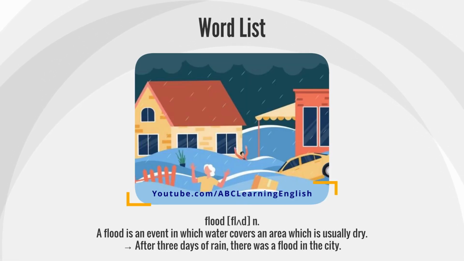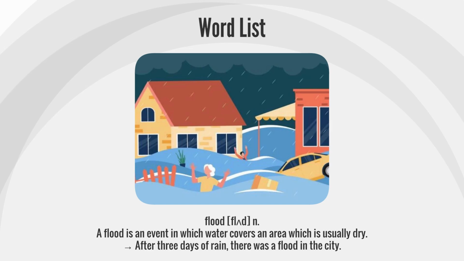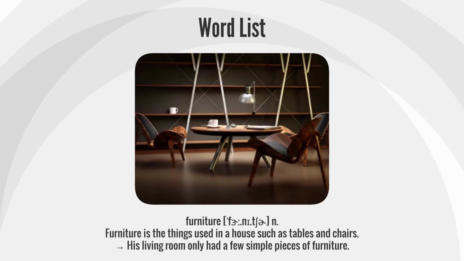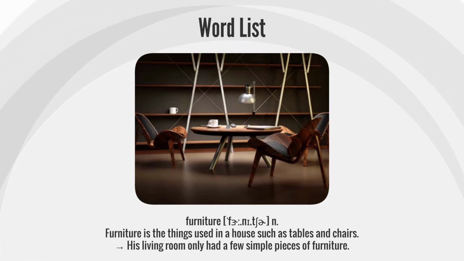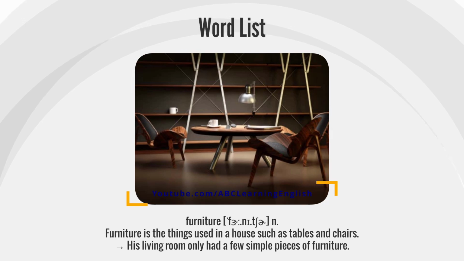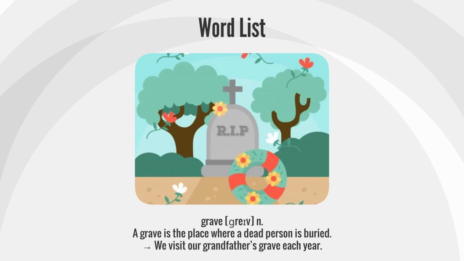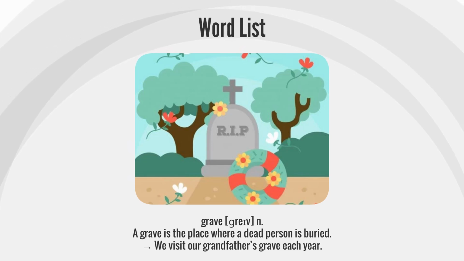Flood. A flood is an event in which water covers an area which is usually dry. After 3 days of rain, there was a flood in the city. Furniture. Furniture is the things used in a house, such as tables and chairs. His living room only had a few simple pieces of furniture. Grave. A grave is the place where a dead person is buried. We visit our grandfather's grave each year.